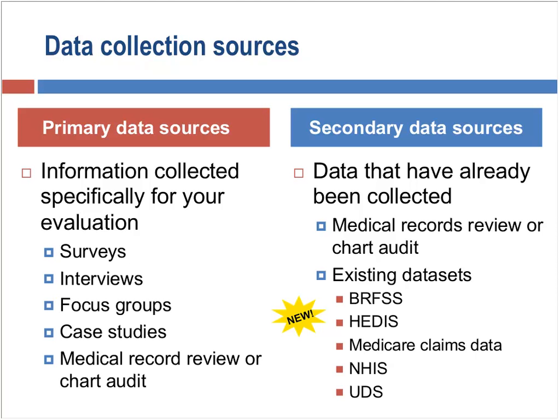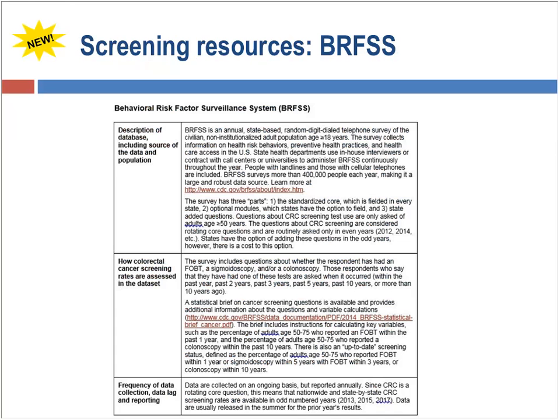The toolkit also provides information about using secondary data sources, or data that's already been collected, such as in medical records or charts. As I mentioned this year, we've also added new information about existing data sets. So you might use these to look at screening rates within your community or compare local rates to statewide or national rates. And then here's an example of a type of information provided in the toolkit about one of the screening rate resources, BRFSS, which again includes information about how rates are calculated, the populations that are included, and levels of data that can be accessed, as well as advantages and disadvantages of each data set.